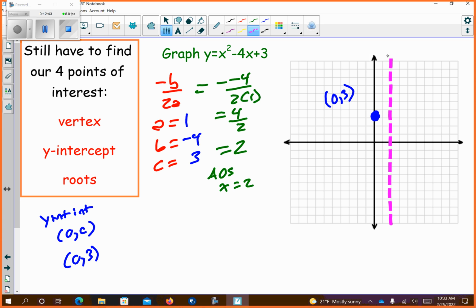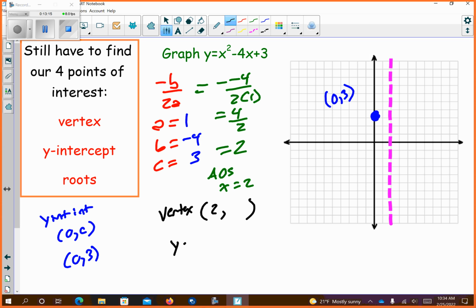Now, I heard this term the other day, and I thought this was kind of creative. The axis of symmetry is the street, like the road you live on. The vertex is actually the address to the home that you want to be at. I don't know whether it works for you or not. So how do I find the vertex once I know that I have 2 comma something? What should I do with the 2? Plug it in for x.